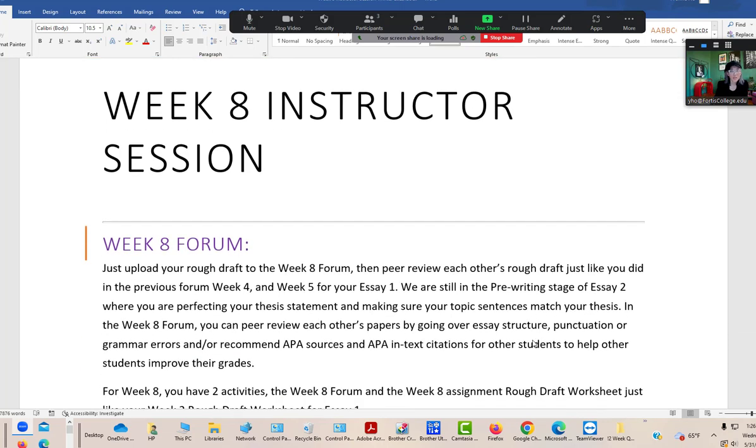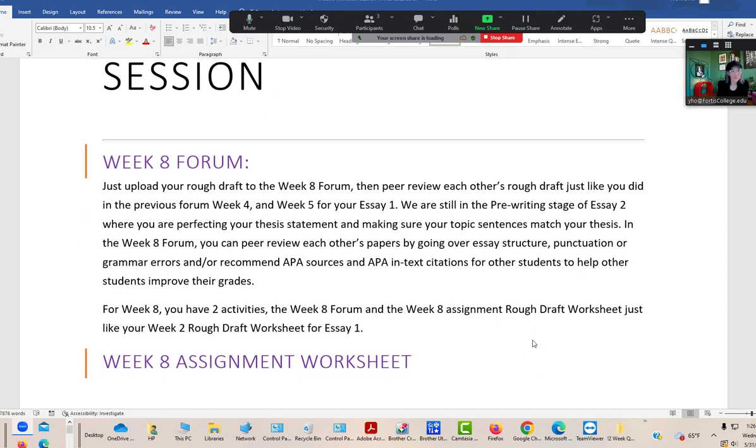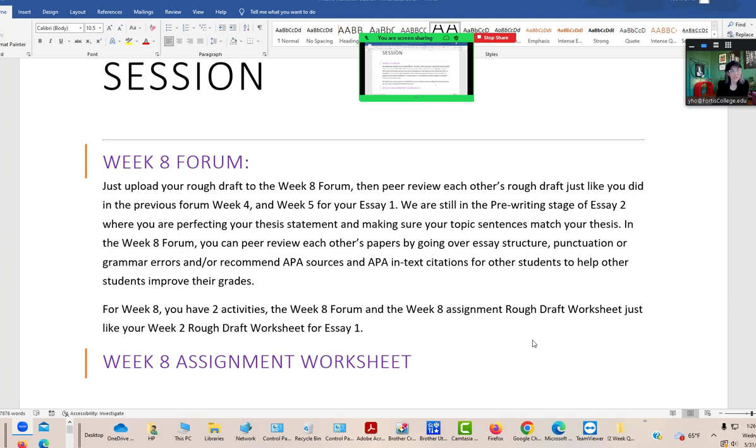In the week 8 instructor session, all you have to do in the week 8 forum is just upload your rough draft, and then you peer review each other's rough draft just like you did in the previous forum in week 4 and 5 for your essay 1. We are still in the pre-writing stage of essay 2, where you are perfecting your thesis statement and making sure your topic sentences match your thesis.